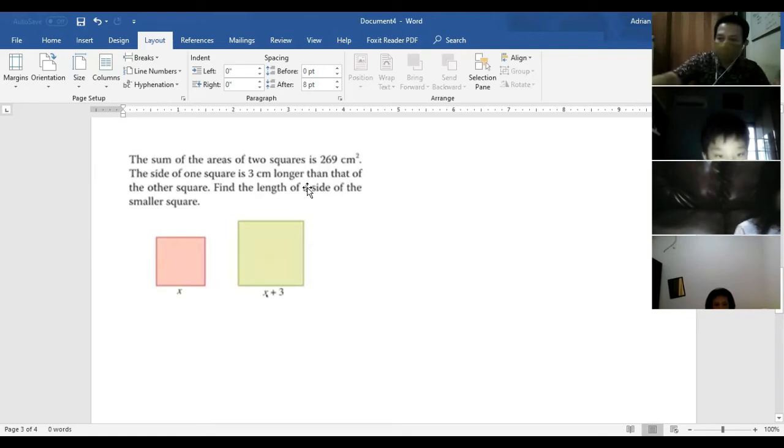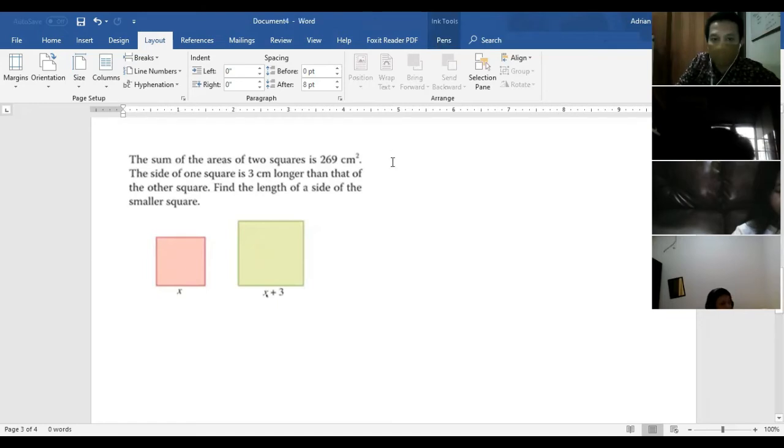Okay, go. Student, this question very easy. The sum of the areas of two squares is 269 centimeters squared. The side of one square is 3 centimeters longer than that of the other square. Find the length of a side of the smaller square. Very easy, right? So, what is the meaning of this question?